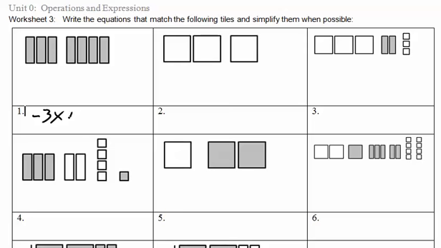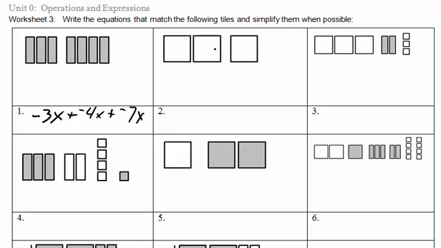plus minus 4x. And since these are the same, since they're the same variable, they're the same type of thing, we can add the like terms, and we get negative 7x.